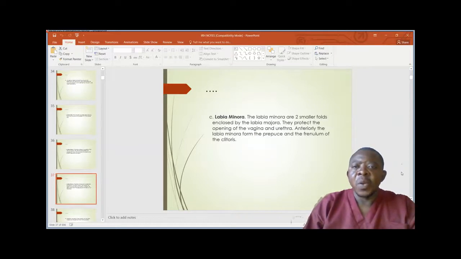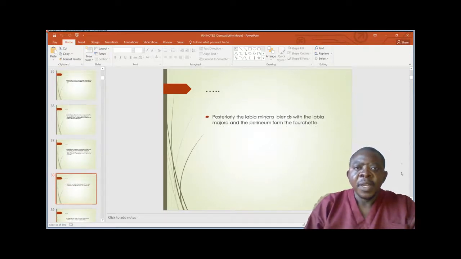Labia minora: these are two smaller folds enclosed by the labia majora. They protect the opening of the vagina and the urethra. Anteriorly, the labia minora form the prepuce and the frenulum of the clitoris. Posteriorly, the labia minora blend with the labia majora and the perineum to form the fourchette.